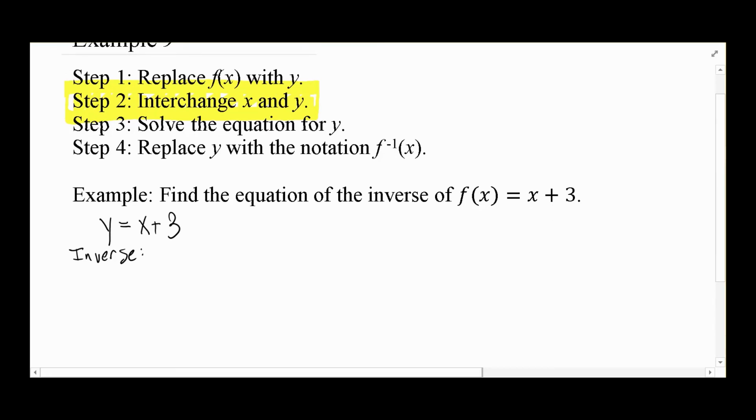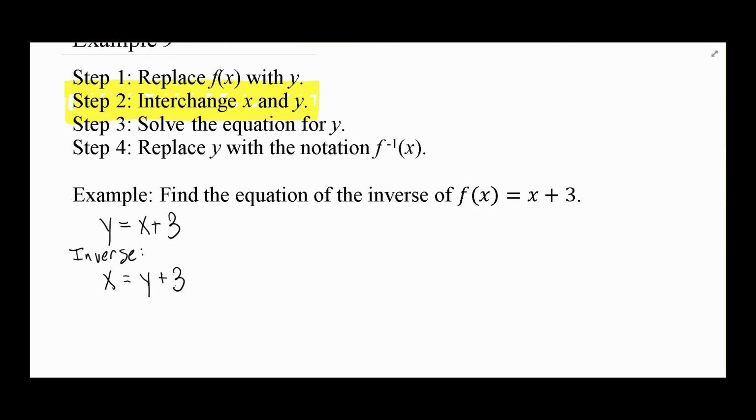We find the inverse by just flip-flopping x's and y's. Anywhere that you see a y, replace it with an x. Anywhere you see an x, replace it with a y. And that's it. Because that's how we define what an inverse is. If (x, y) is on the function, then (y, x) is on the inverse, so they're just flip-flopping. So that's all we're doing here.